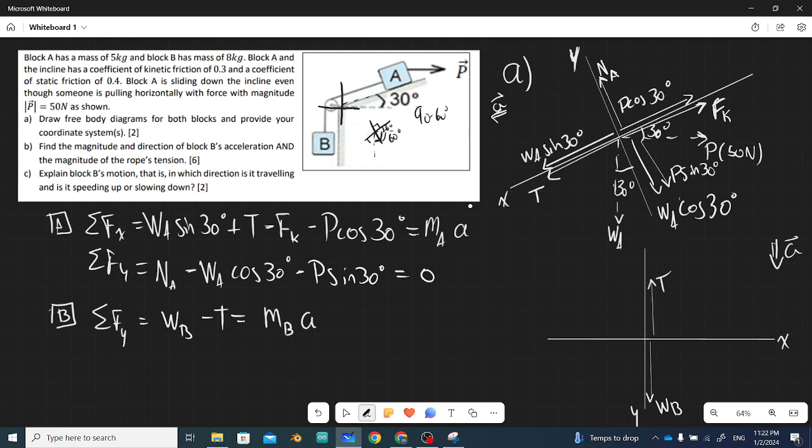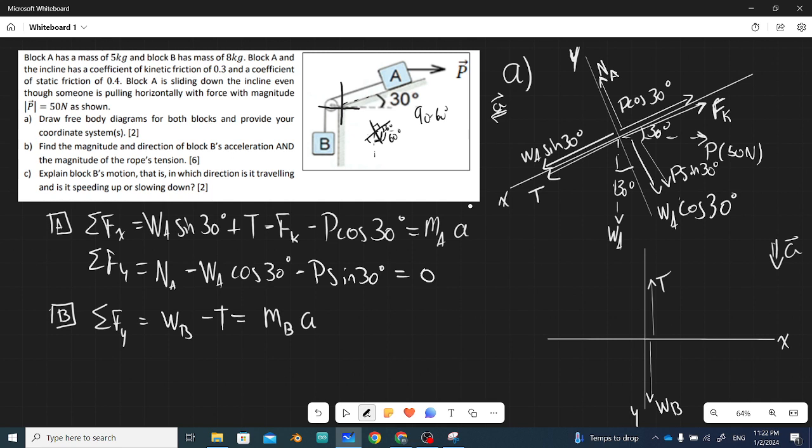So let's see what we have. Do we know the weight? Okay, so let's say in the first equation, we know the weight. We don't know the tension. We know the frictional force. Technically, we know the frictional force. And P, we have it, but we don't have the acceleration. So this one has two unknowns.